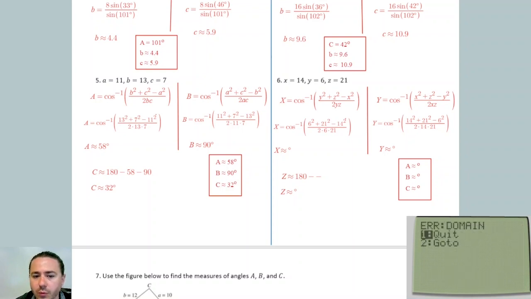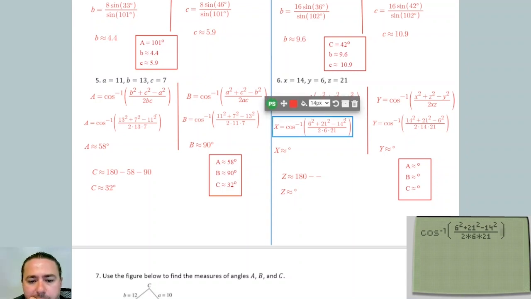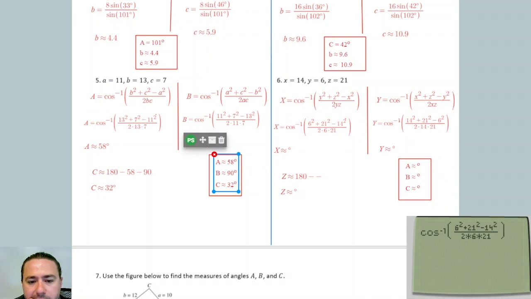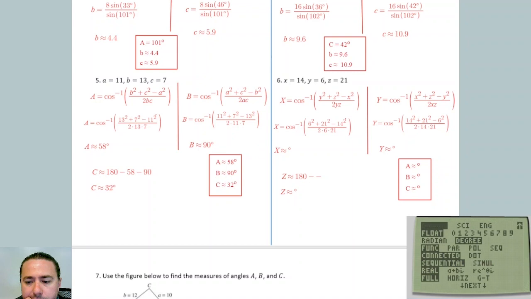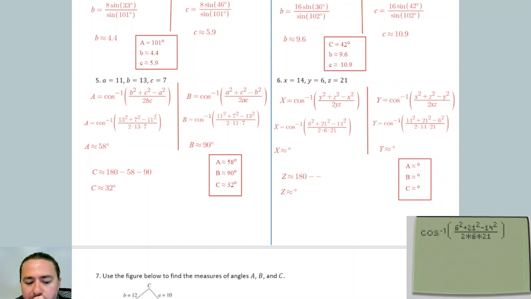Domain? What? All right, what happened here? Did I mistype something? I bet I mistyped something. Let's look a little closer here. So Y is 6, yeah. Z is 21. Maybe there's no solution here. That is possible. That can happen. Yeah, is there just no solution here?